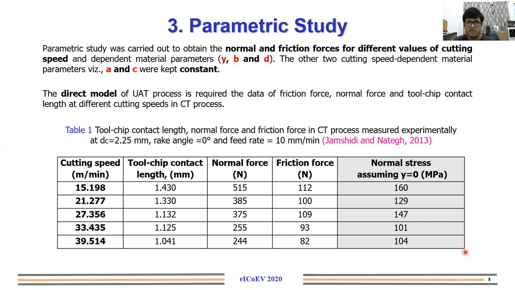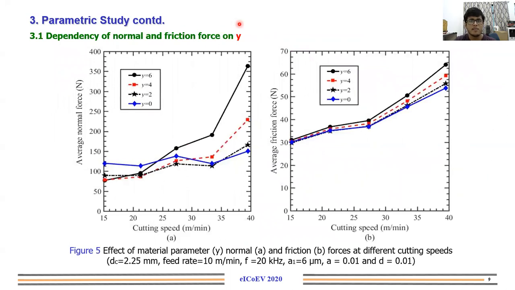This is a graph which we have directly taken from another paper. This is the results from an experiment. We'll be using these results for our parametric study. So what we have done in our parametric study is we have taken a single parameter and plotted a graph between the normal force, friction force, and the cutting speeds to see the variation.